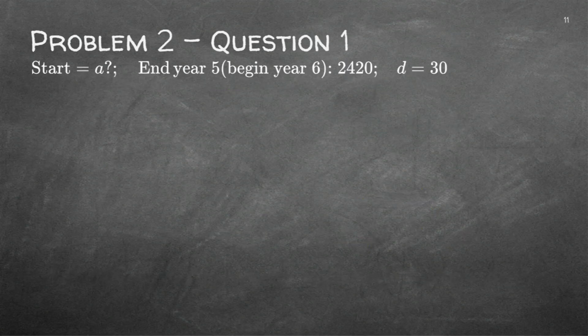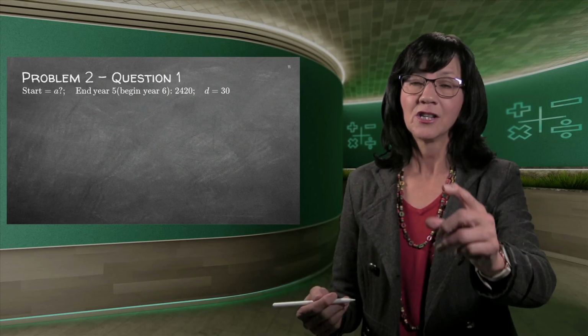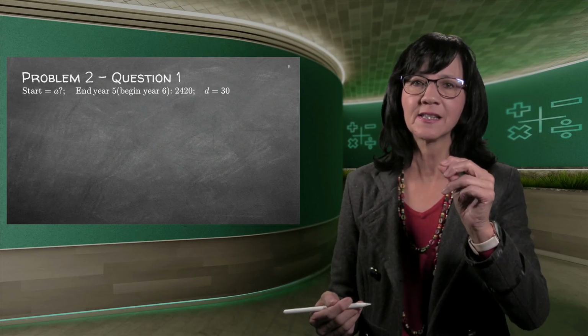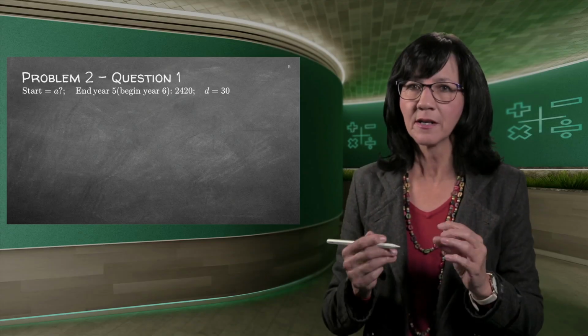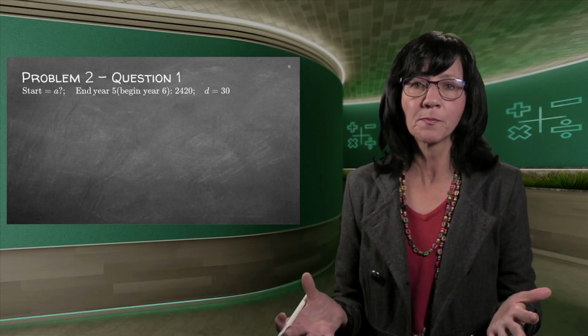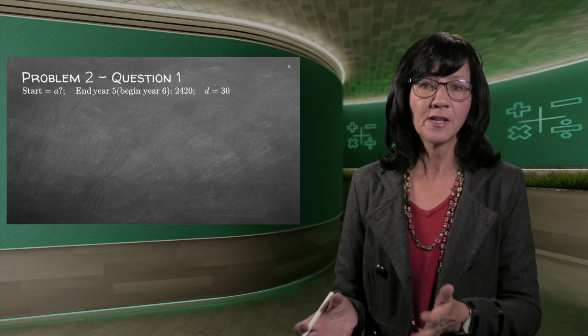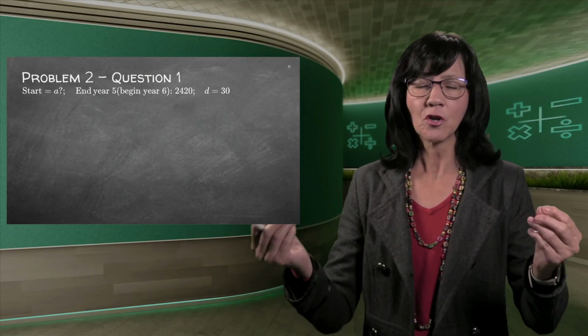So let's see. Let's read it. The start was A. The end of year 5 is as good as the beginning of year 6. So when they ask me what was the beginning amount, remember they gave me after 5 years. So I need to work with the 6th year. So be very careful. This one is a little bit tricky, but remember, we're asking you questions here that are coming from past papers. So if you can do these questions, you are well away for the past papers. So this is a bit more complicated. It's just not straightforward.